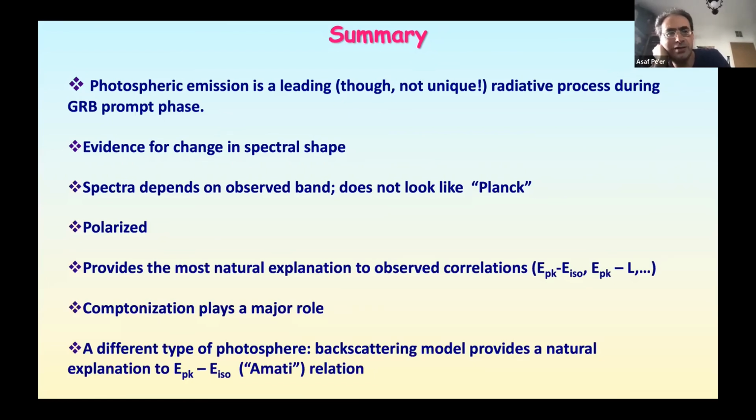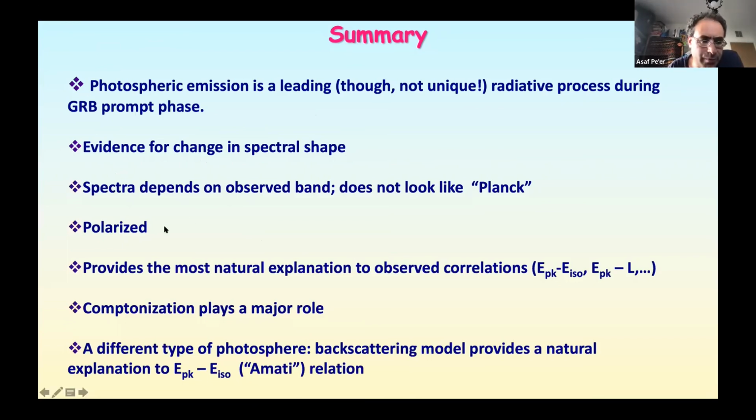As a radiative process that shapes what we're seeing during the GRB prompt emission, we have clear evidence for a change in the spectral shape during the prompt emission, during individual pulses, which indicates that there is more than a single radiative process. Possibly the conditions are changing. The spectra that we see depend on the observed band, so it does not look at all like a Planck.